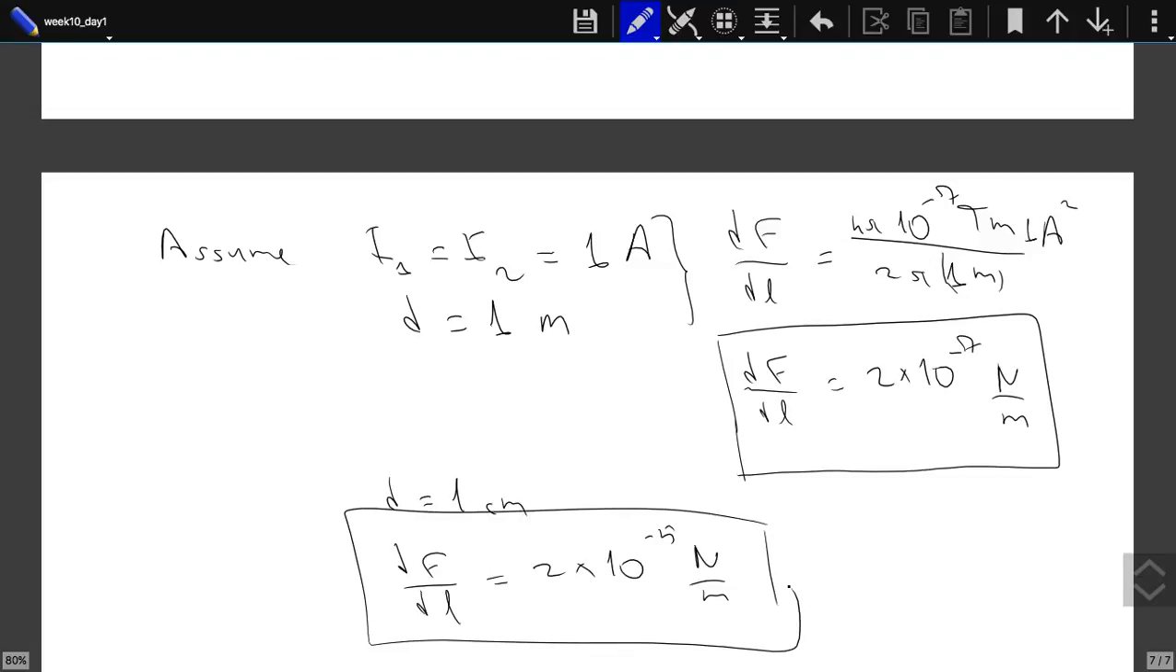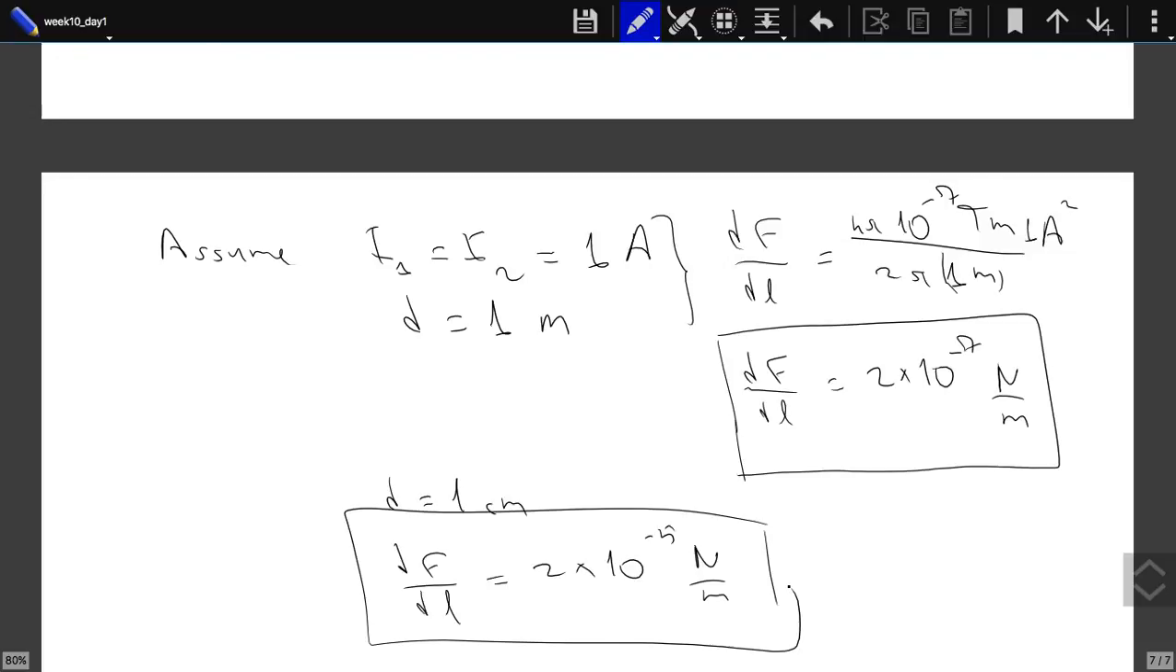By the way, this is the definition of the ampere, how you define an ampere. You use 2 wires, you make sure that they carry exactly the same current. You measure the force per unit length. They are separated, let's say, by 1 centimeter. Once the force per unit length is equal to this number, then you know that the current running through those wires is 1 ampere.